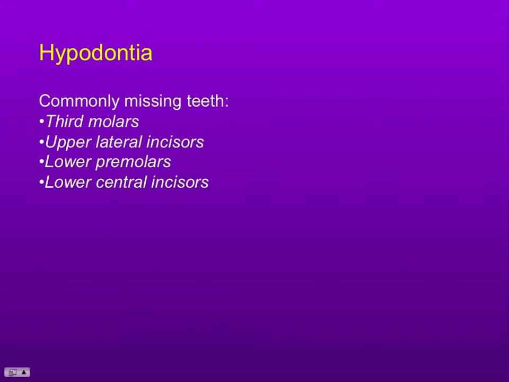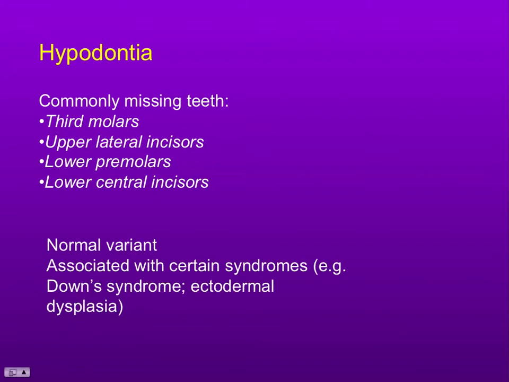Hypodontia is most commonly seen because third molars are missing. But the other commonly missing teeth are upper lateral incisors, lower premolars, particularly the second premolar, and lower central incisors. It is a normal variant, and to find individuals with missing teeth is really very common. In fact, some of you listening to this seminar will have some teeth missing from your dentition.